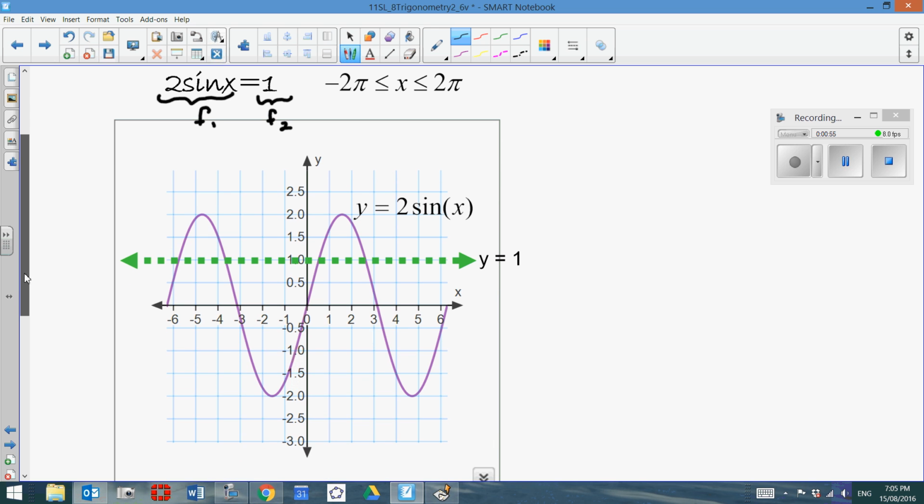So when we take a look at our graph, 2 sine of x just changes our amplitude. So instead of sine having a max at 1, we now have 2 sine having a max at 2 and a minimum at negative 2. And we're in the appropriate window from negative 2 pi. So we have 1 full revolution to the left and 1 full revolution to the right. So we have 2 full revolutions between negative 2 pi and 2 pi. Y equals 1 is just a horizontal line at 1.